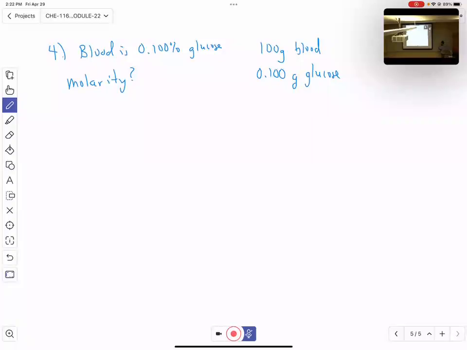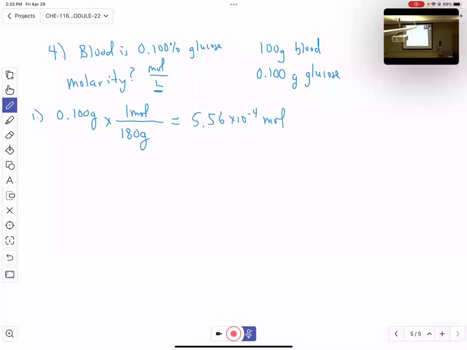So we need to find out moles, right? We need to find out moles of glucose first because we're asked for molarity, which is moles per liter. So, okay, I've got 0.1 grams of glucose, and I look up and see that for every 1 mole of glucose, I need 180 grams. That's the molar mass of glucose. So 0.1 divided by 180, and I get about 5.56 times 10 to the minus 4 moles of glucose.